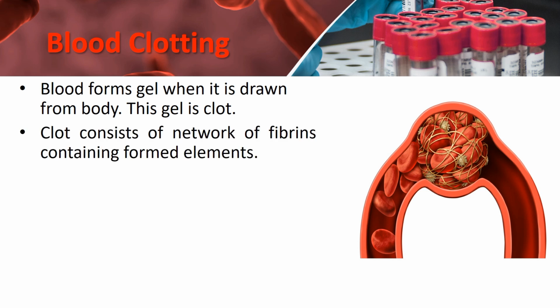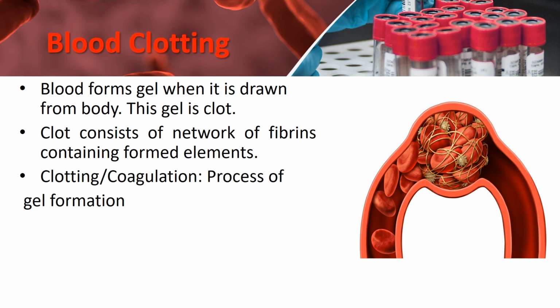A clot contains a network of insoluble protein fibers called fibrin, in which the formed elements of blood are trapped. The process of gel formation is called clotting or coagulation. It is a series of chemical reactions that result in the formation of fibrin threads. There are two conditions.